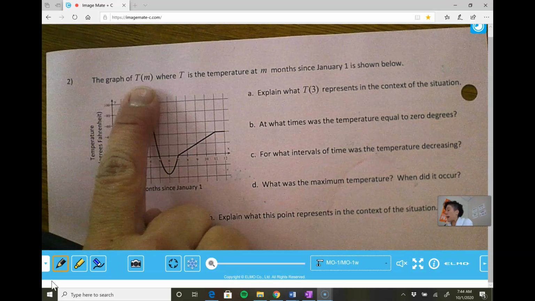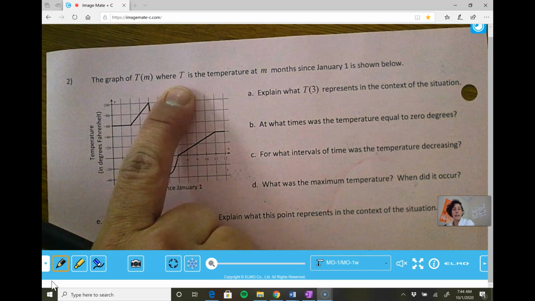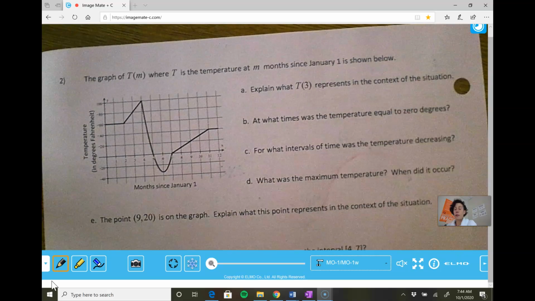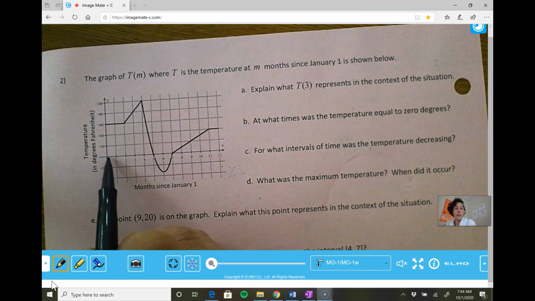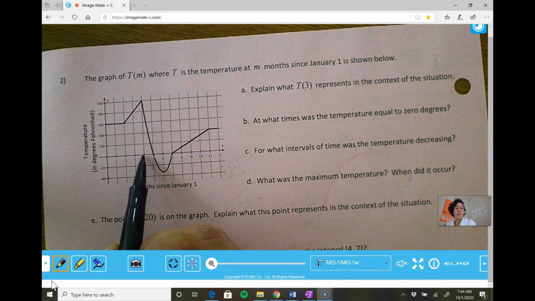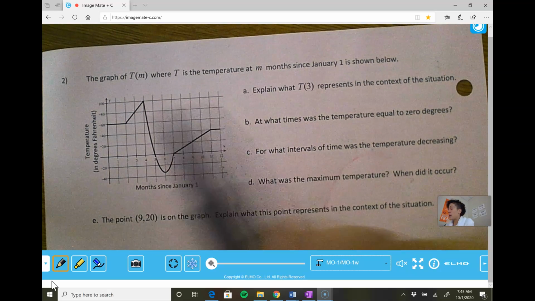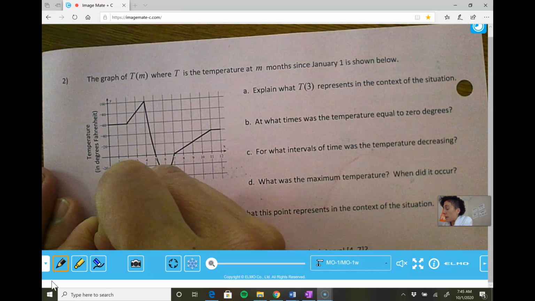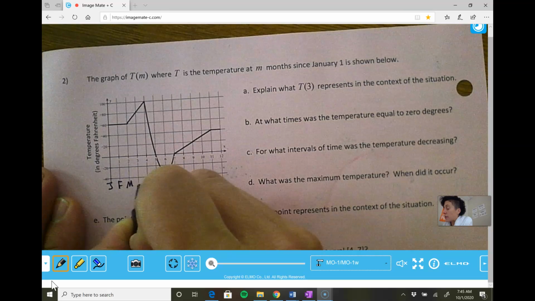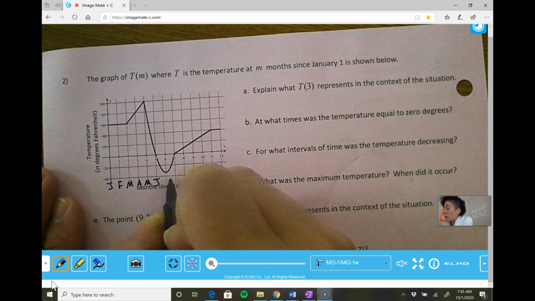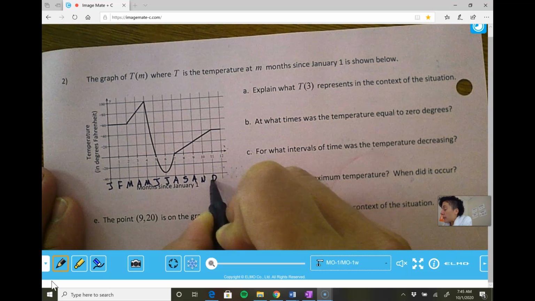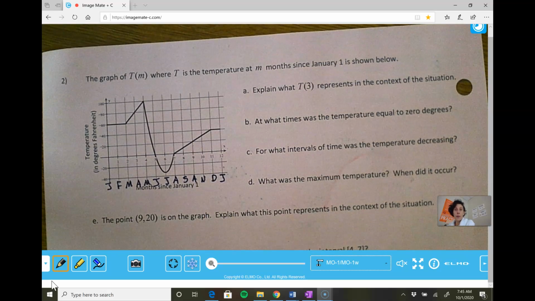So the graph of T of M, note that this is function notation. T is the temperature, and if we look, it's in Fahrenheit, and M is the months since January 1st. So if this is January 1st, this is 1 month after. That means that's February, March, April, May, June, July. Right at the beginning, this is January, this is February, March, April, May, June, July, August, September, October, November, December, and now we're back to January.